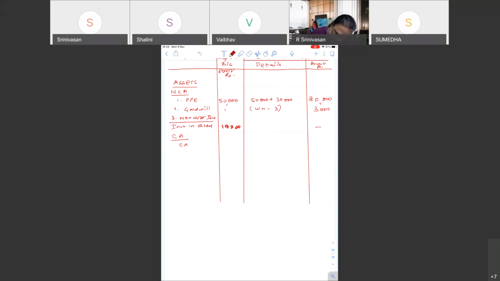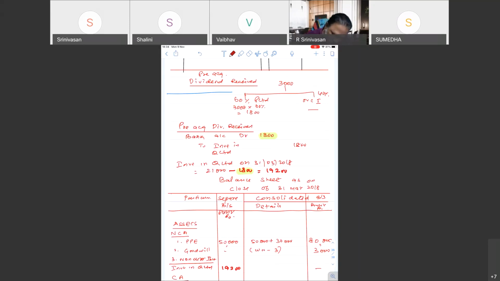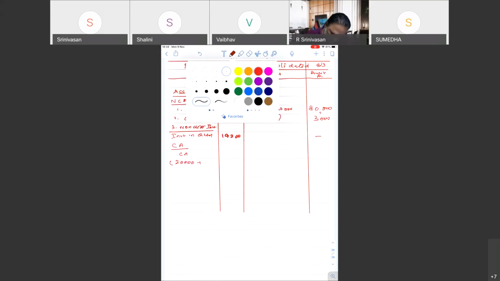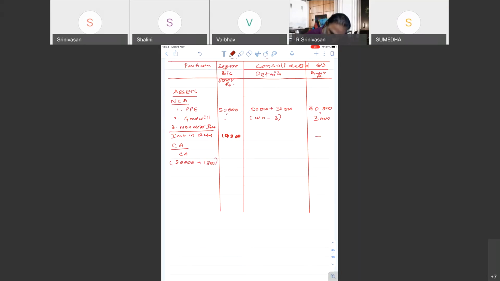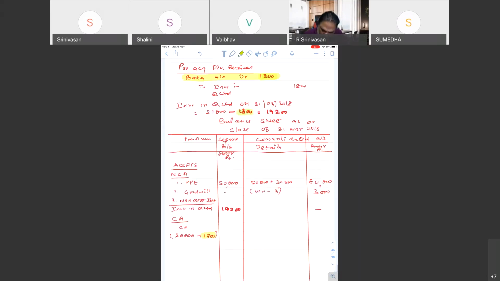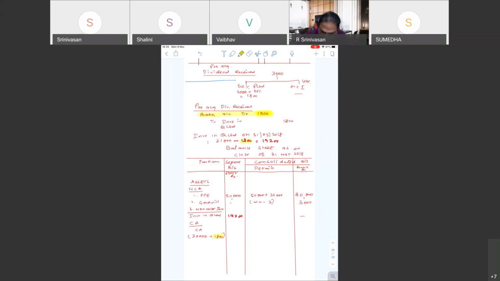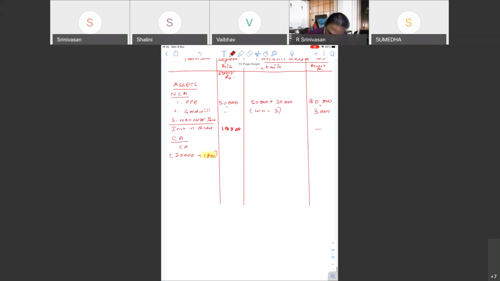Then the current assets. How much? Current assets you have 20,000 for this one. So 20,000 plus 20,000 plus this amount. How much is this? 1,800 we have received. This amount, total amount, this will be there. So this has added because we have received the dividend. So that also we have to add it. So the total amount we get is 21,800.